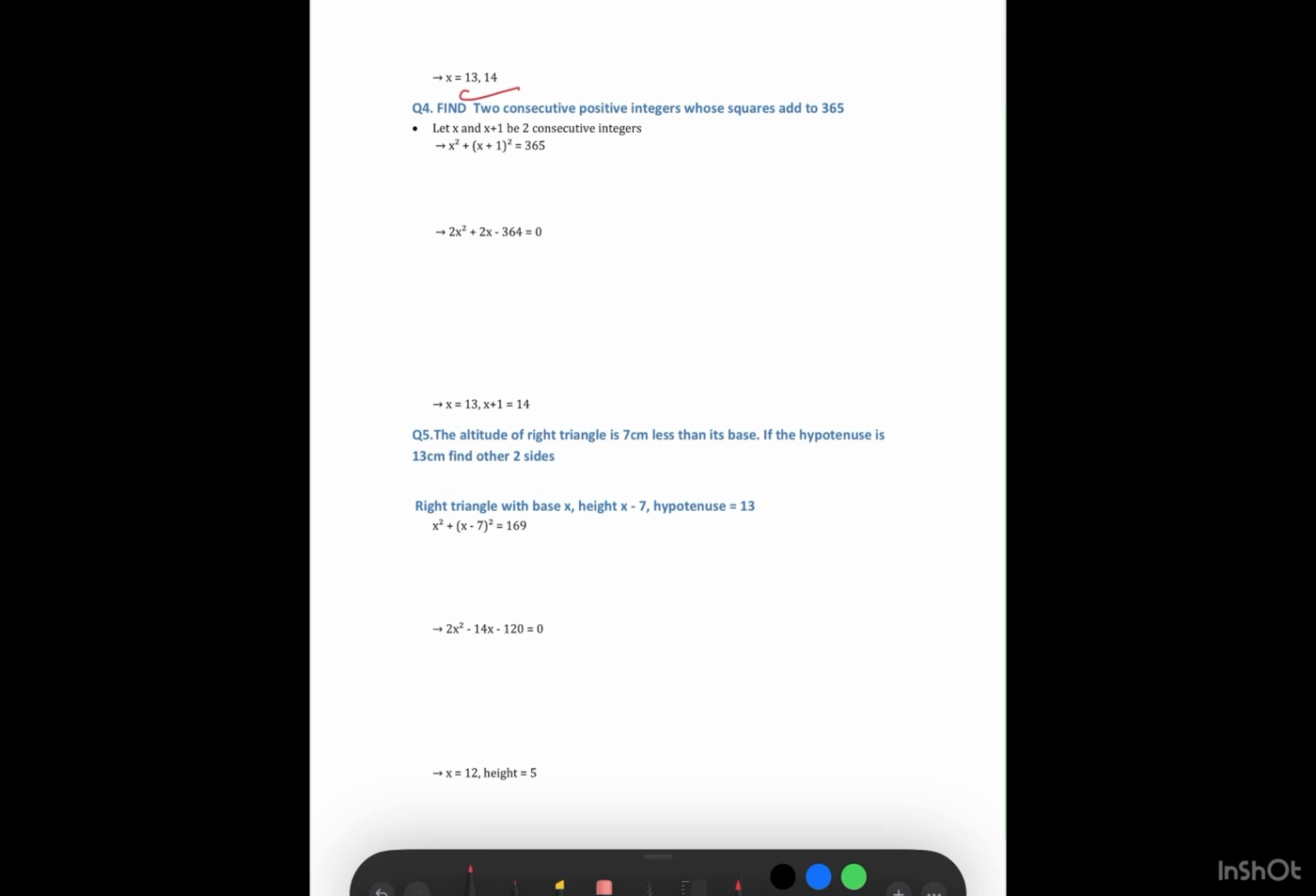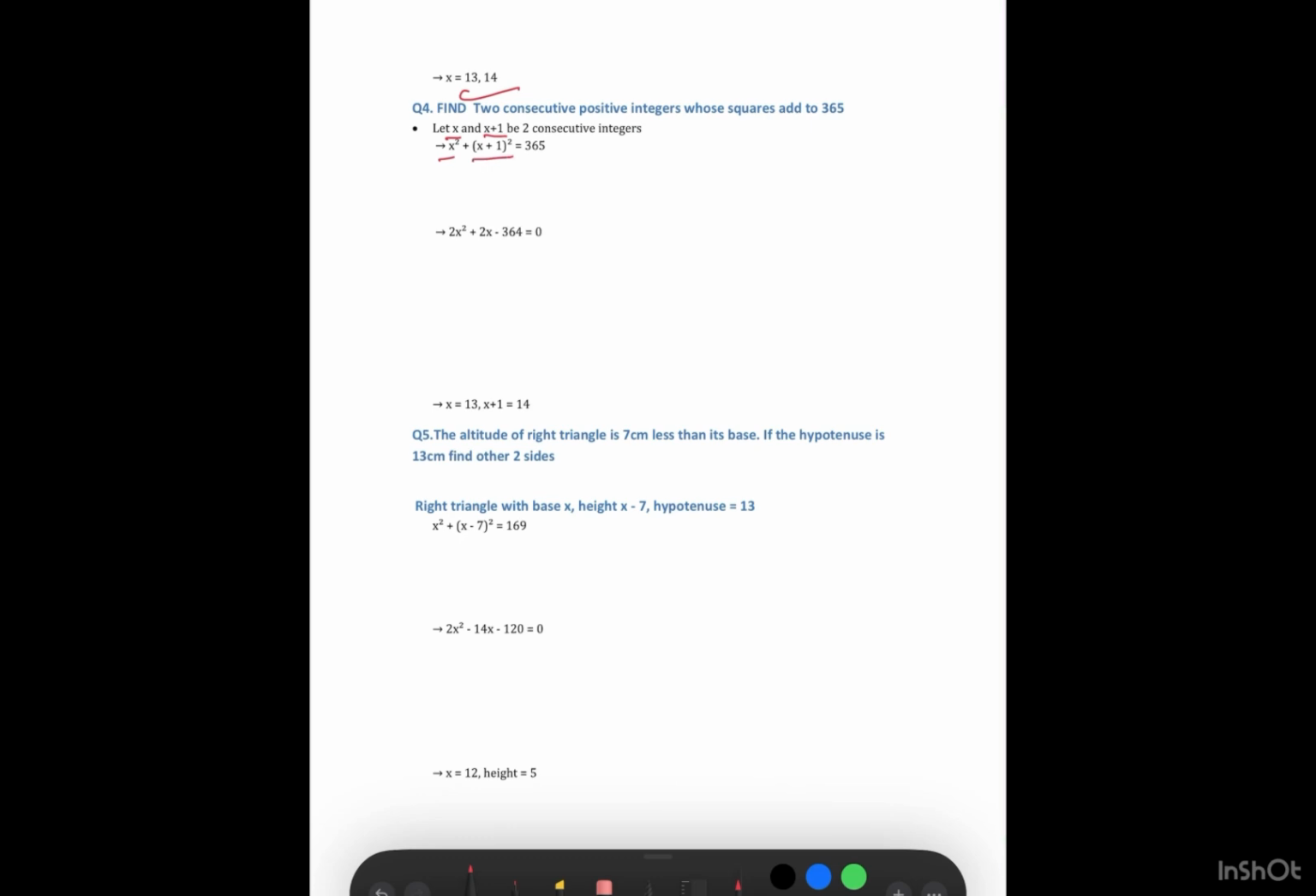The two consecutive positive integers whose squares add up to 365. If we have consecutive numbers, that means one after another. If one number is 5, the immediate next number, its successor, would be 6. So if my number is x, then the other would be x plus 1.